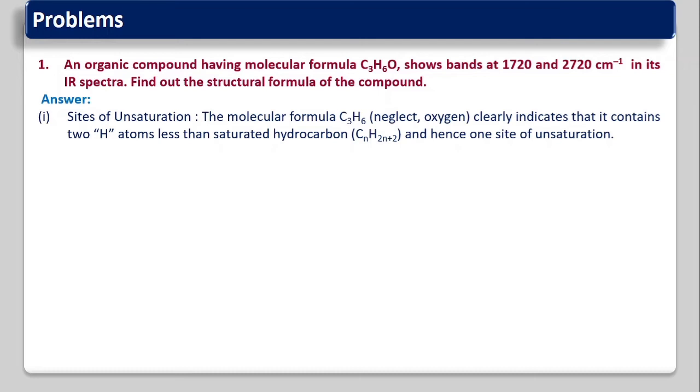So 8 minus 6, 2. 2 divided by 2, 1. So there will be one site of unsaturation. So 2 hydrogens less indicates one site of unsaturation.